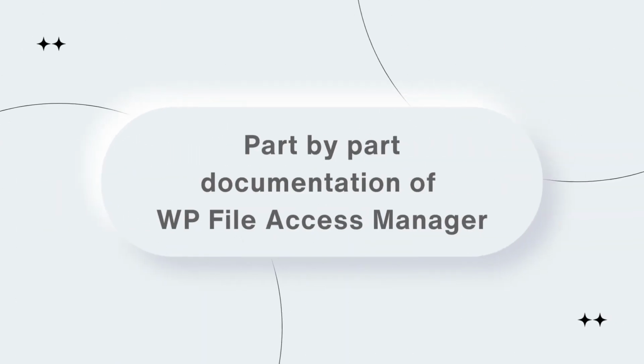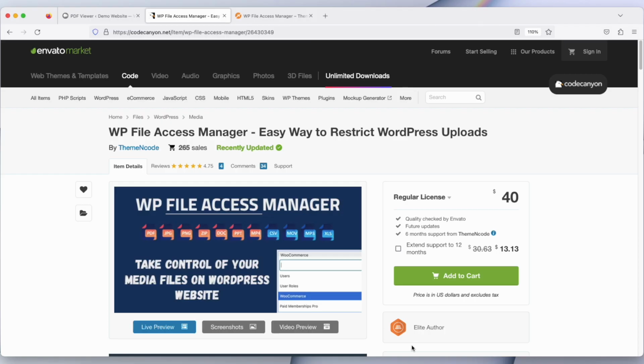This is the first part of the detailed documentation of WP File Access Manager. This plugin will help you to restrict the access to your WordPress files for unauthorized visitors. So where to get this? You will find this plugin on CodeCanon. This plugin is created by Theme and Code, which is an elite author at CodeCanon.